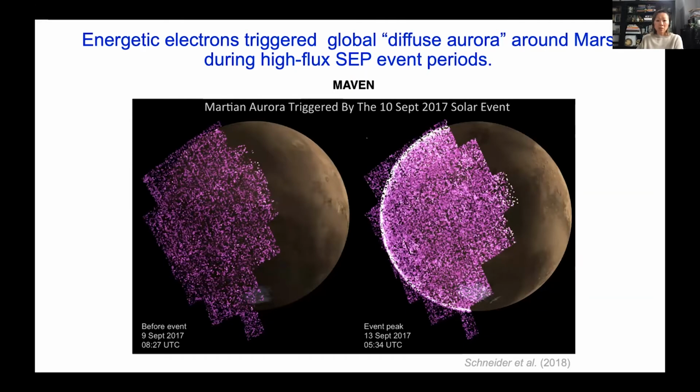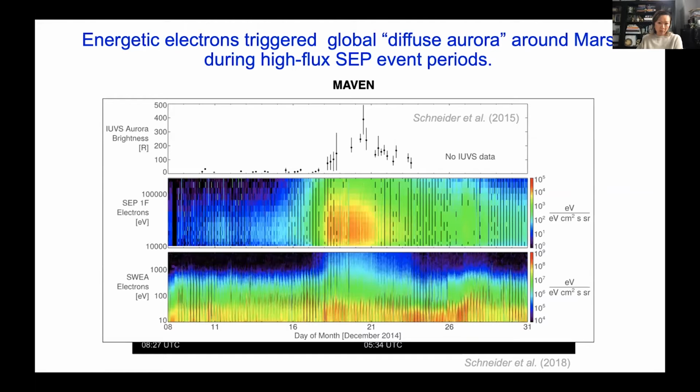This was first observed by MAVEN. So you can see a diffuse aurora on the right-hand side, taken by the IUVS instrument on board MAVEN. And this coincides with high flux SEP electron events.